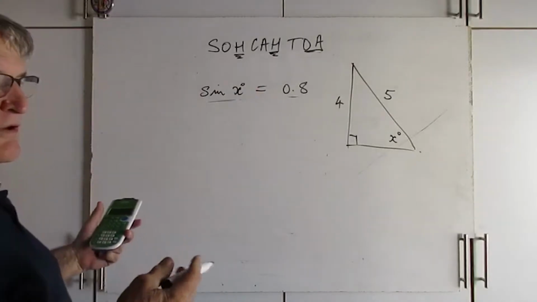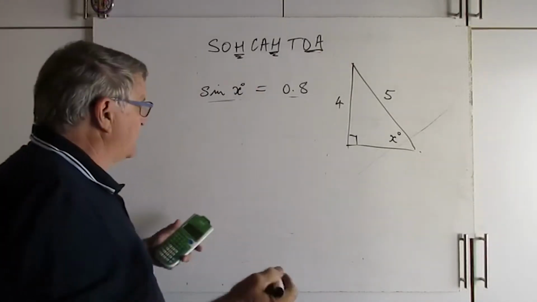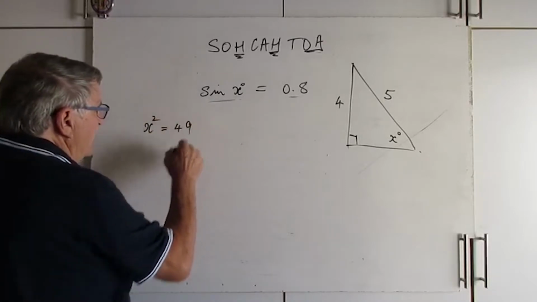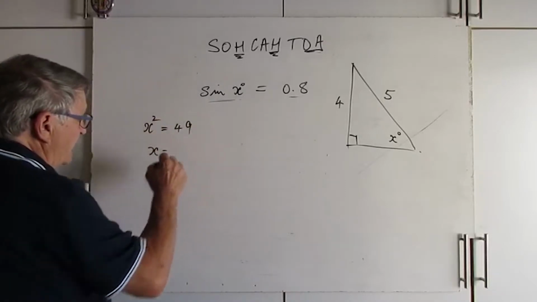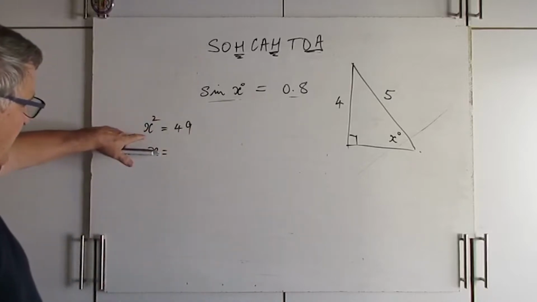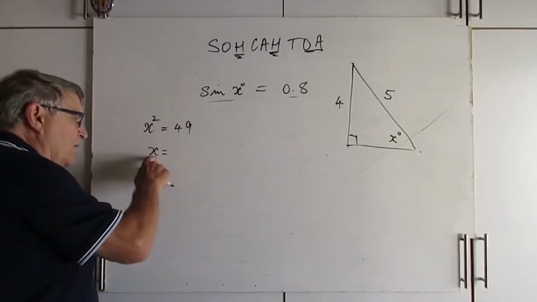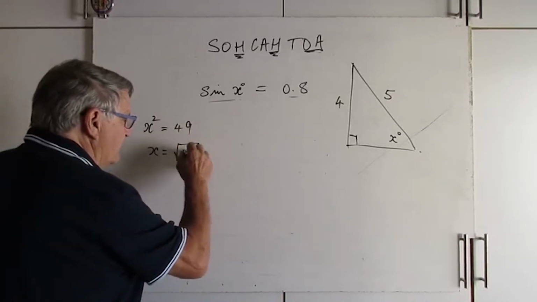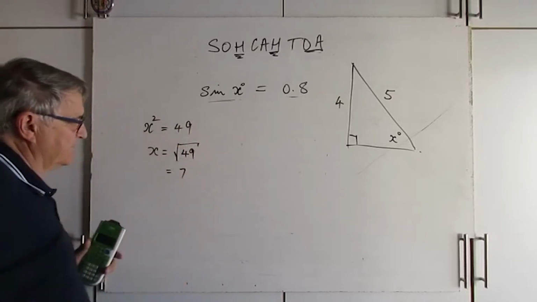It's very similar to working backwards with squares and square roots. If we know that x squared is equal to 49 and we want to find the value of x, what we're looking for is a number that when multiplied by itself is equal to 49. So we're looking for the square root of 49, which is 7.